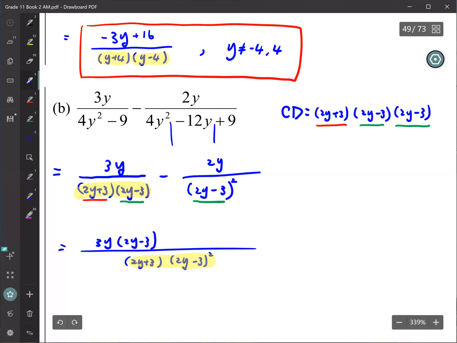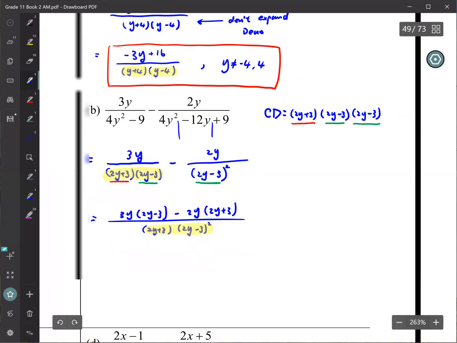Okay, and Eric, what about the second fraction? What do we need to multiply with? I think it's 2y times 2y plus 3. Yes, very good. So minus, sorry, not plus, right? Because the question is minus 2y, and it's missing the red in the denominator. So we need to times it by 2y plus 3. Does anyone have a question about how we get the numerator here?